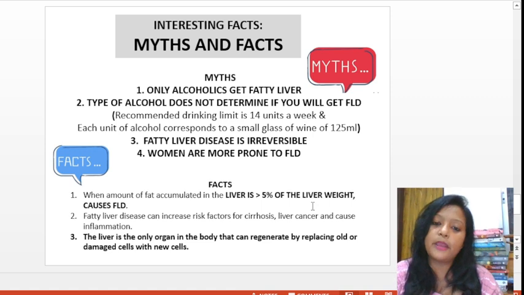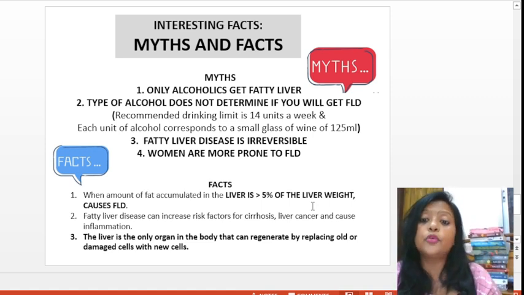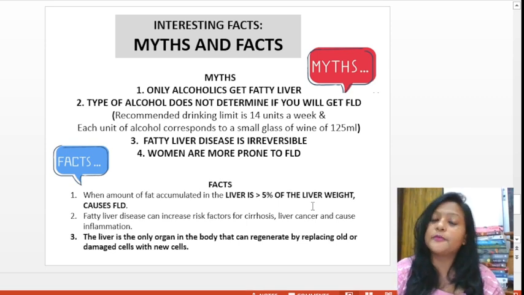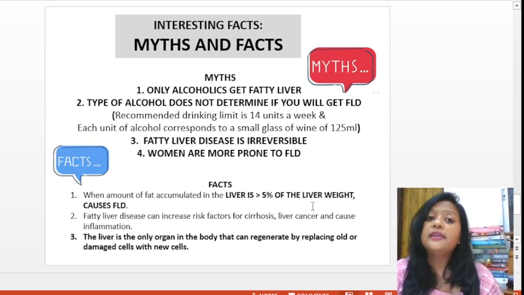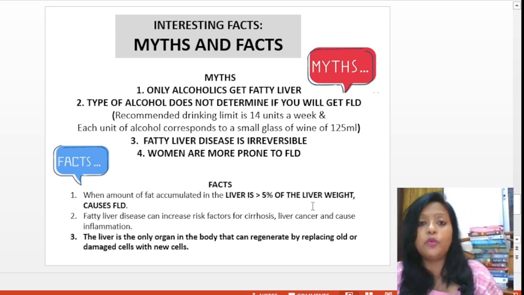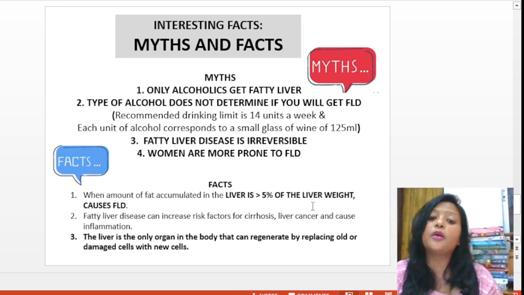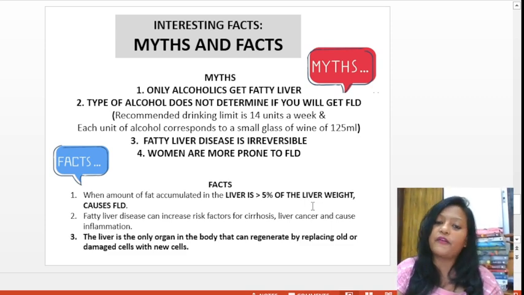You can reverse back. Last one is that women are more prone to FLD. This is a very wrong conception. Not just women. Studies suggest that both men and women are at risk of suffering from fatty liver disease. So these are some of the myths and some of the facts of fatty liver disease.